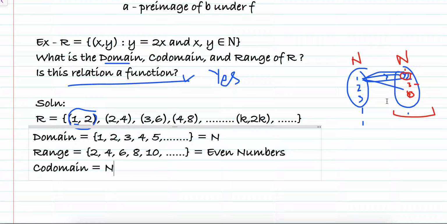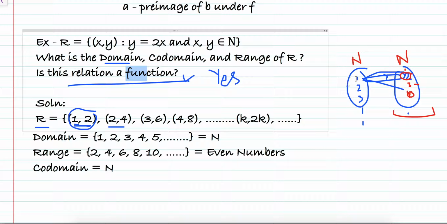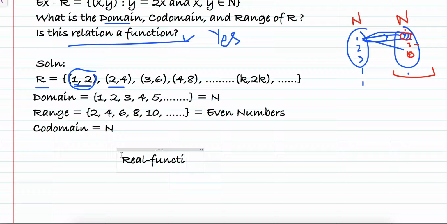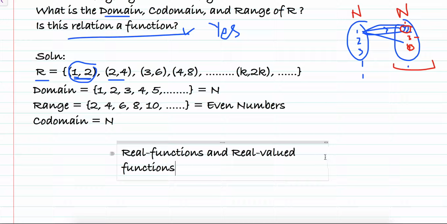And this relation is a function, because corresponding to every element here we have one element in this second set, one and only one element. Now we have two more types of function. We will see sometimes they are written as real functions, and sometimes we will also see real valued functions. So what's the difference between these two? The difference between real valued functions and real functions.